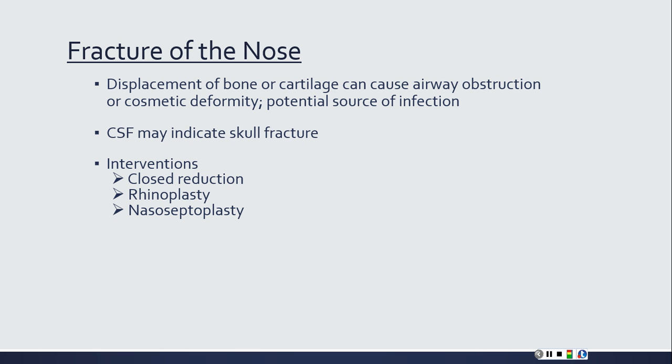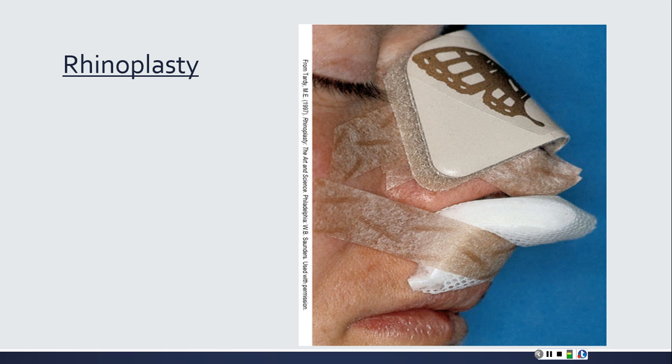So some of the interventions with fracture may be a closed reduction, rhinoplasty, nasoseptoplasty. You don't have to know the specifics of these. Just know how you take care of them post-op. When they come back, what are you looking for? Here's a look at a patient following a rhinoplasty.